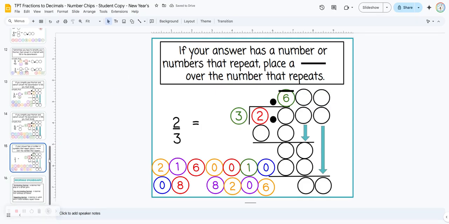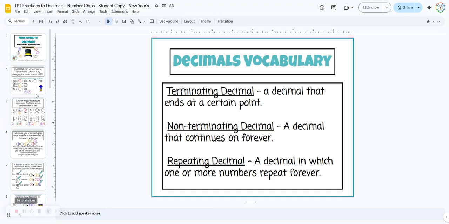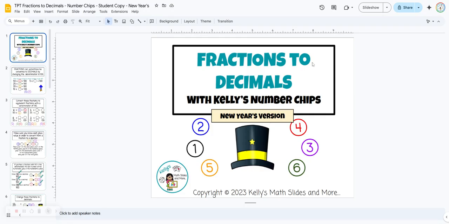The last slide gives them some vocabulary: terminating decimal, non-terminating decimal, and repeating decimal. So that is the digital lesson, Fractions to Decimals, the New Year's version.